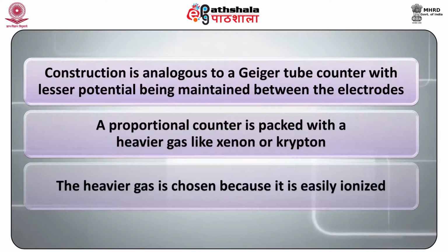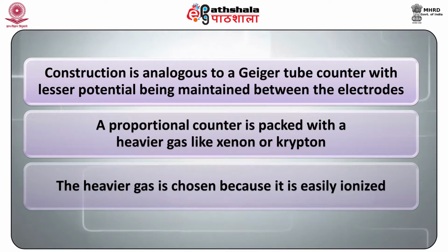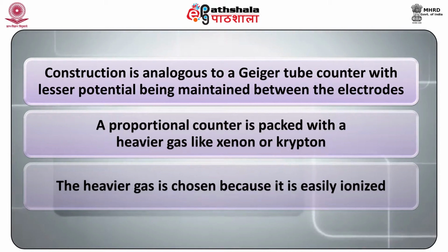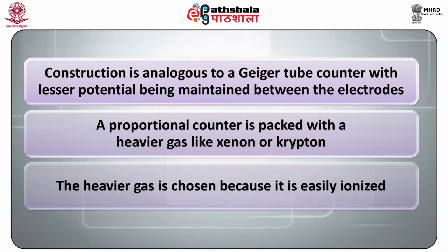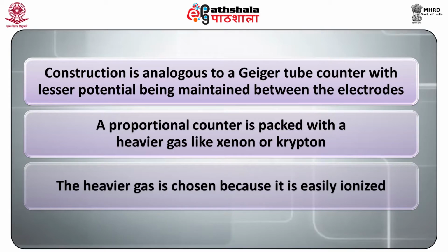Proportional counter. Its construction is analogous to a Geiger tube counter with lesser potential being maintained between the electrodes. A proportional counter is packed with a heavier gas like xenon or krypton. The heavier gas is chosen because it is easily ionized.